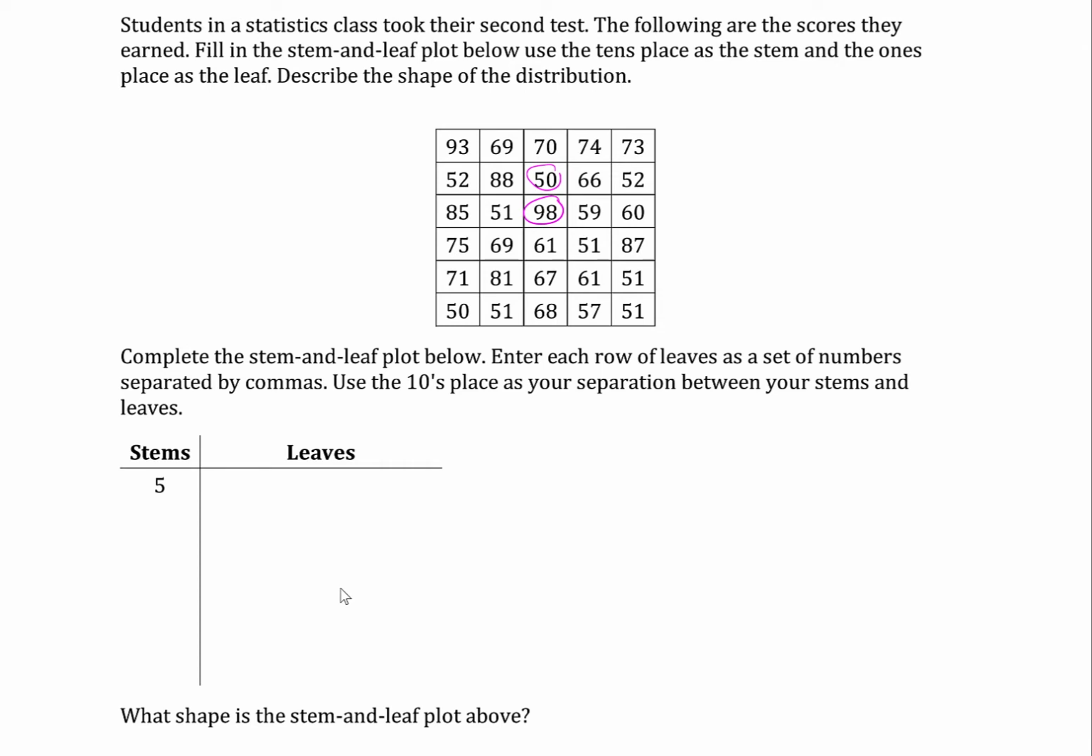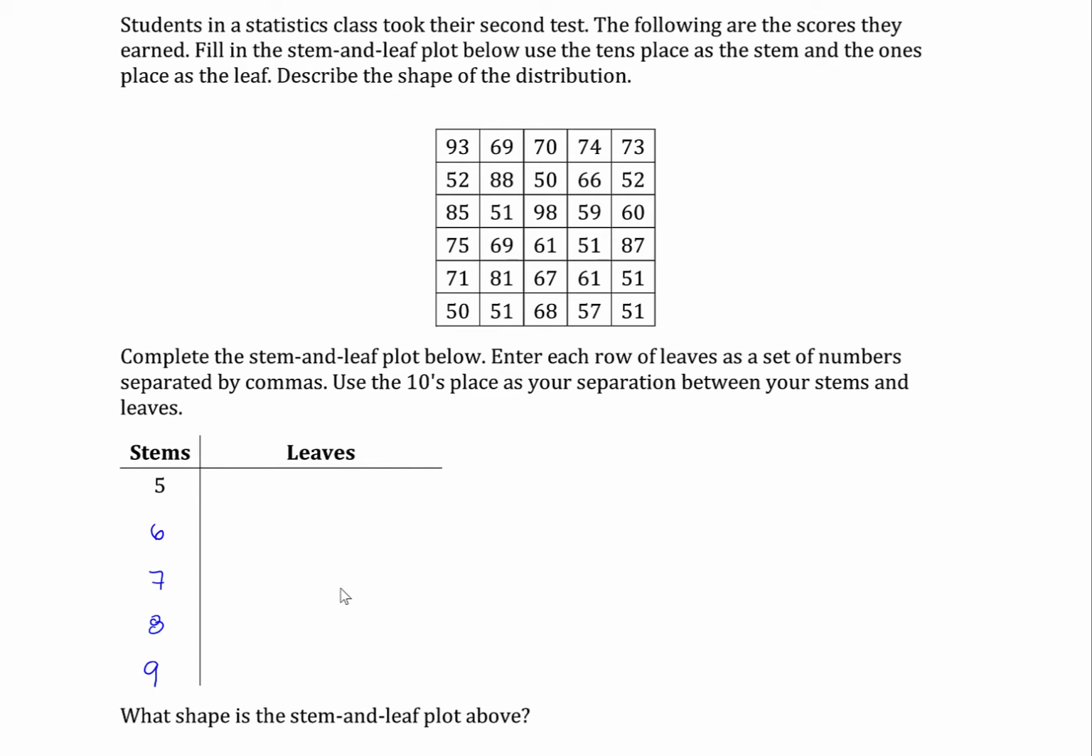Okay, so what that means is, since my stems are tens place values, I need to write in my stems as 5, 6, 7, 8, and 9. So those are all the different stems, all the tens places that are possible. Now I just need to go through and write in my leaves.